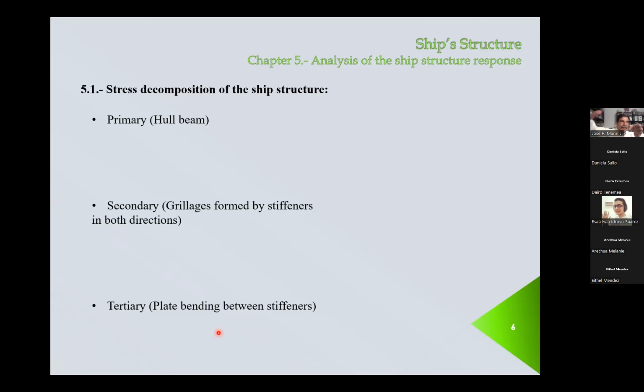Because when you have a plating and the stiffeners, you apply the load, the stiffeners deflect. And also probably they rotate a little bit. So here, you have the plating, you apply the force, and they deform. So they are neither simply supported nor clamped.